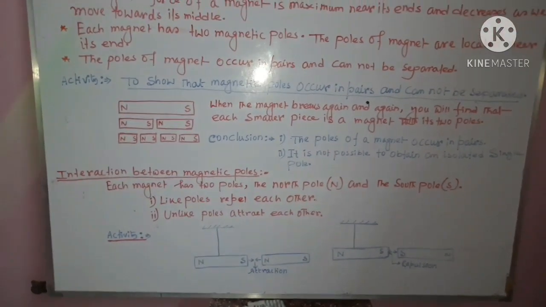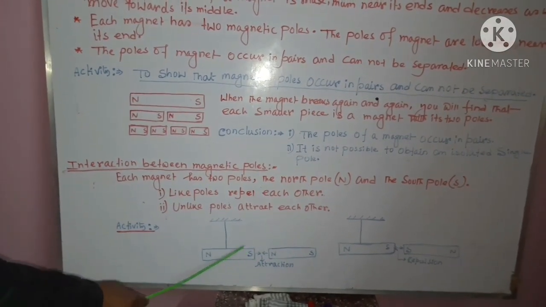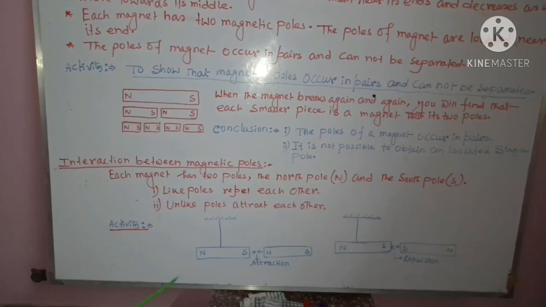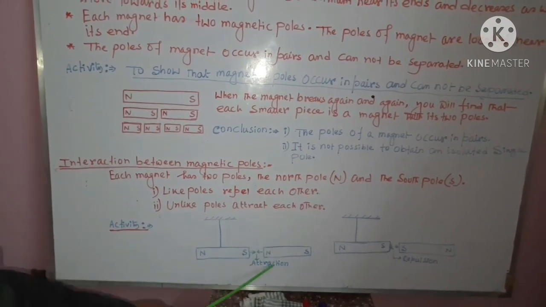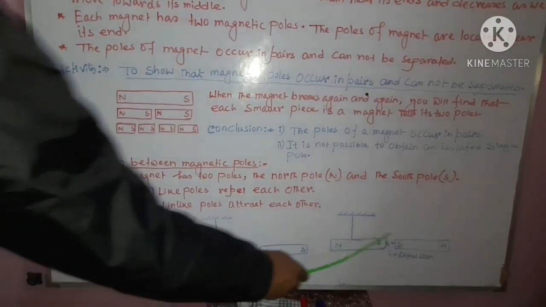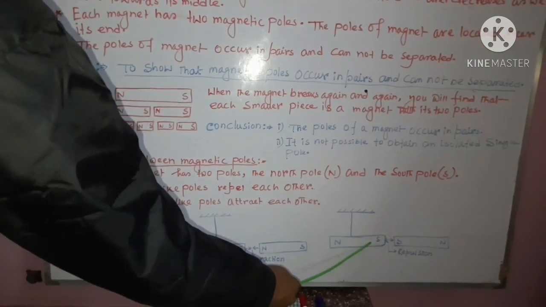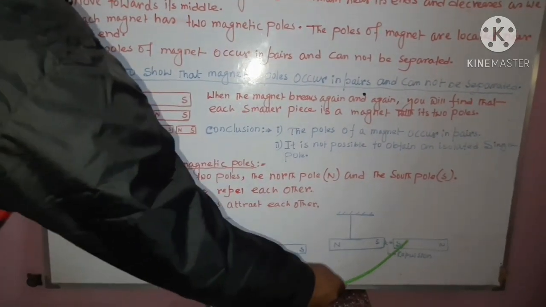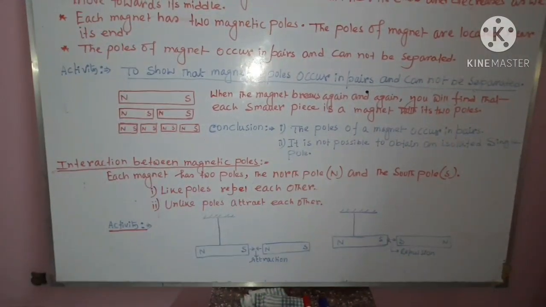Whenever you bring the north pole of the magnet towards the south pole of the suspended magnet, between these two poles there is a force of attraction. Now if you bring the south pole towards the south pole of the suspended magnet, then you are able to see that there is a force of repulsion.